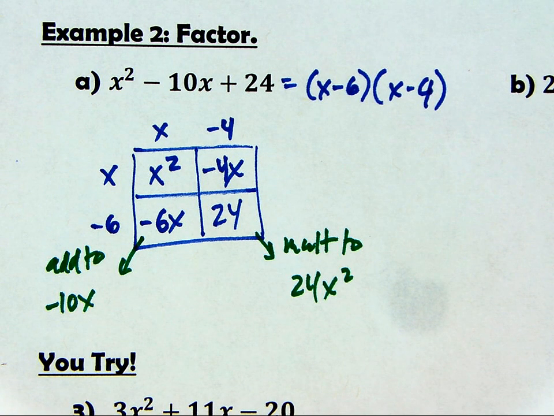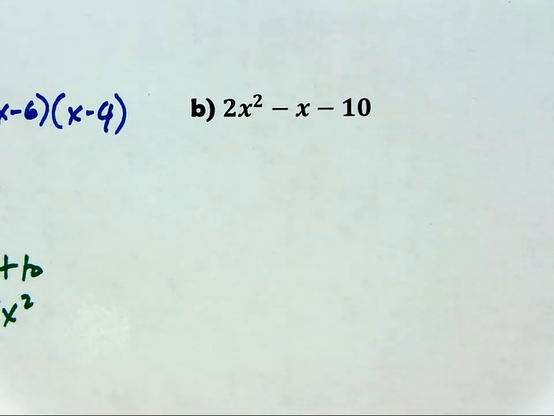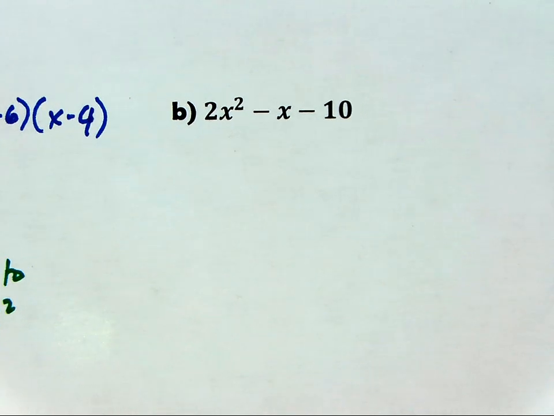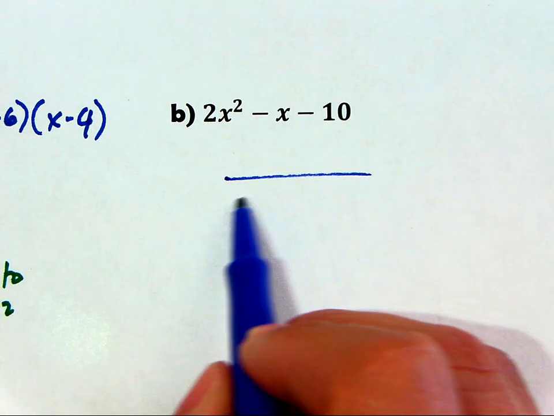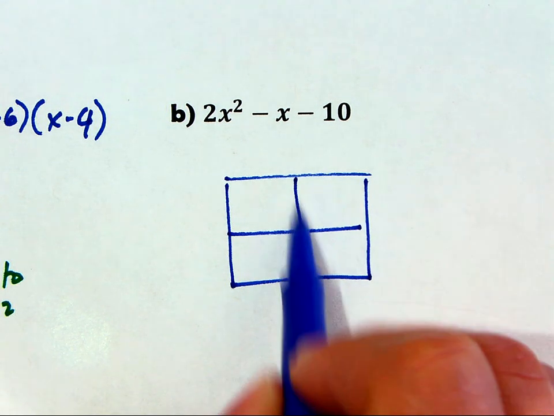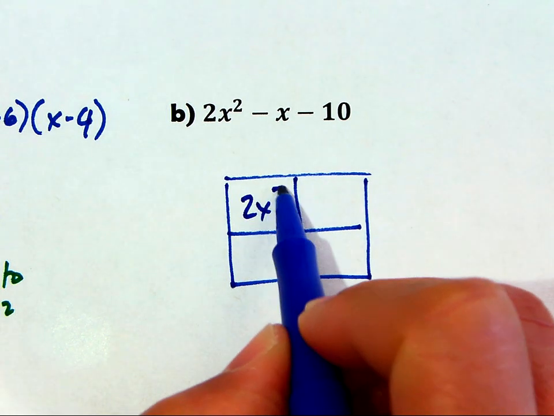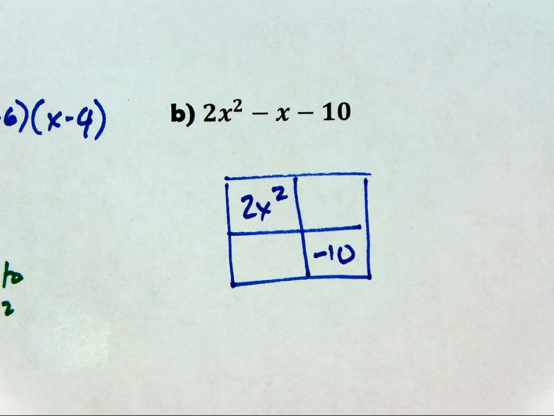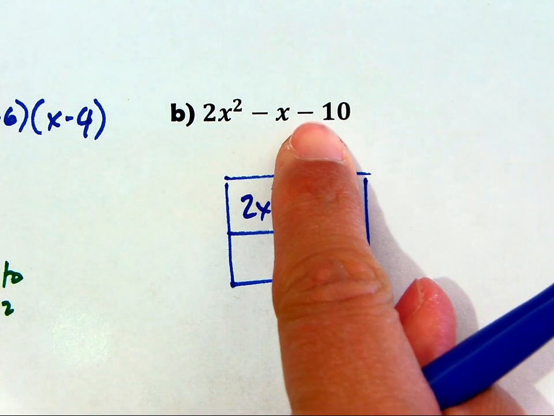All right, let's do B, and then we'll go to the You Try. Okay. All right, so again, set up our area model. First term, first box. Last term, last box. Don't forget the signs, right? So that 10 has the negative sign attached to it, so it goes there.